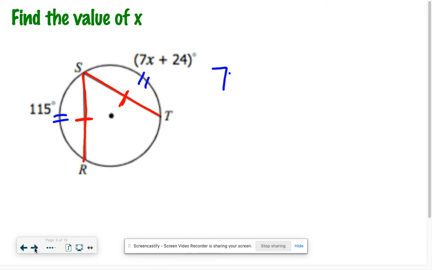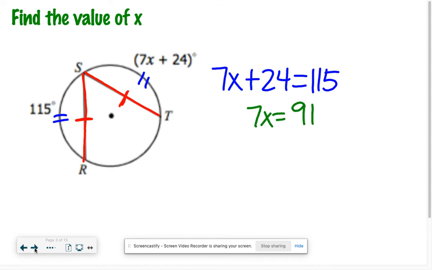So now this is a really easy problem to solve. We set them equal to each other. It's just a linear equation. We do this all the time. Subtract over your 24, get 91, divide by our 7, and we get 13. So again, not like it was super hard, it's just remembering if you have congruent chords, you have congruent arcs.